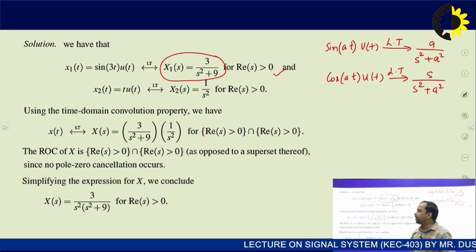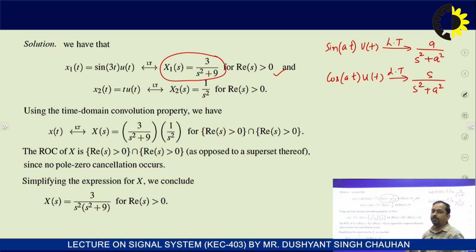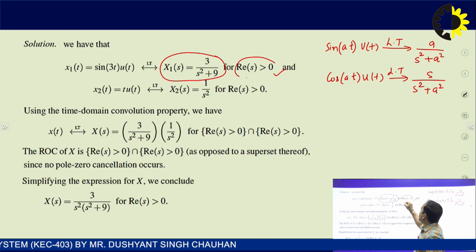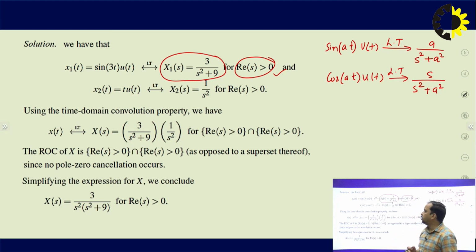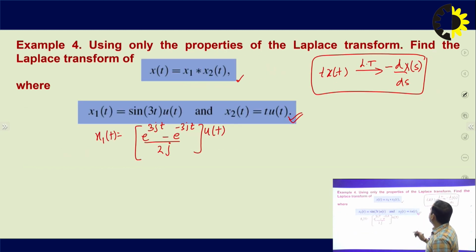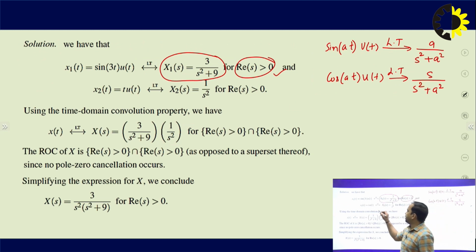Plus minus 3j, if we talk about the real part of s, the real part of s is definitely 0. So real part of s greater than 0 is the ROC for sin(3t)u(t). Now we need to calculate the transform for x2(t). So x2(t) was t times u(t). We utilize the property which is minus d/ds of X(s). So we have to differentiate 1/s. We are getting 1/s squared for all real part of s greater than 0.